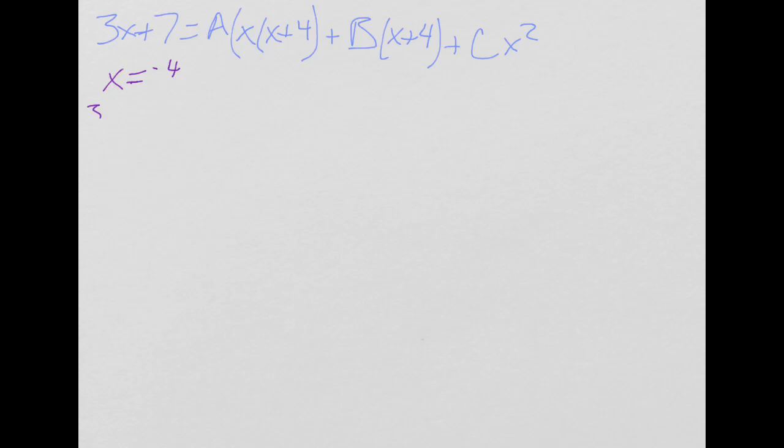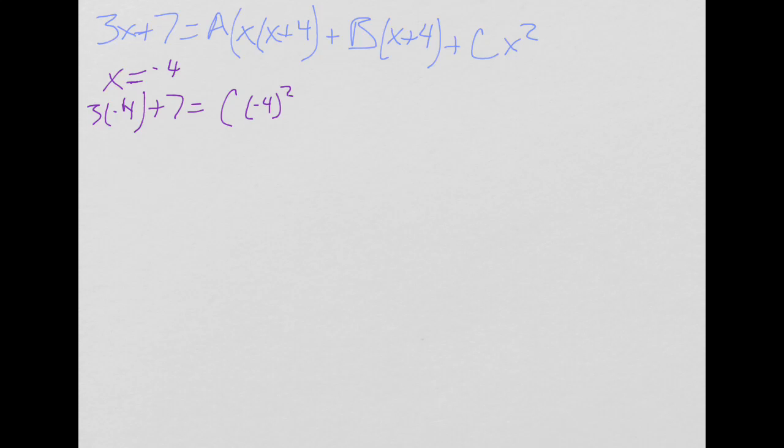So do that, we're going to get 3 times -4 plus 7 on the left equals a times -4 times -4 plus 4, which is 0. So that whole term is going to disappear. And then look at our b term. b times -4 plus 4, well, that's 0. So that whole term goes away. So we're going to get equals c times -4 squared. Sweet! We can figure out what c is.